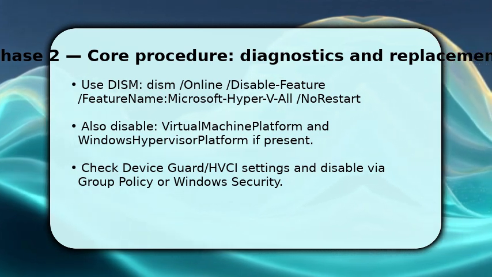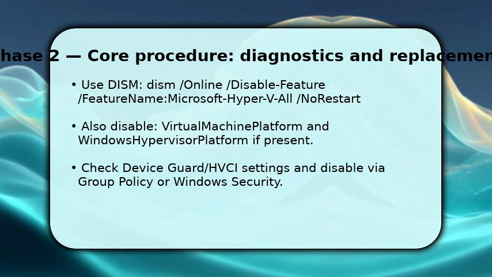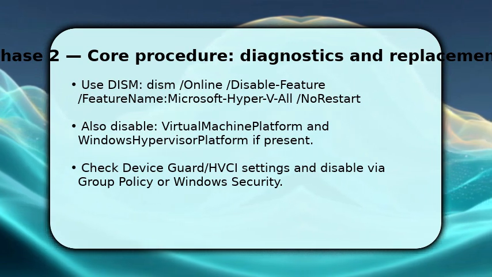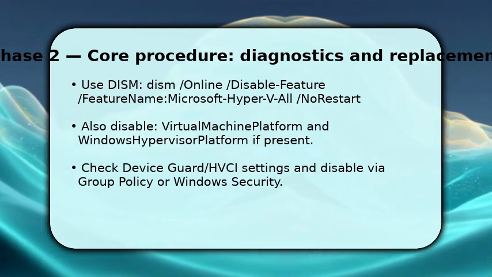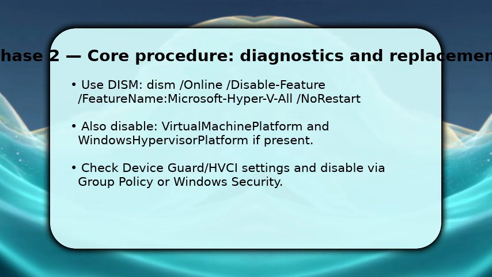Also inspect Device Guard or Memory Integrity, HVCI, in Windows Security or Group Policy. Those can keep virtualization active. After running these commands, do not reboot yet. Confirm the feature removal completed without errors.